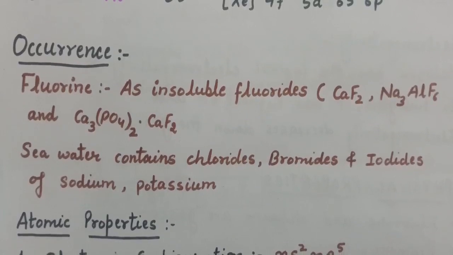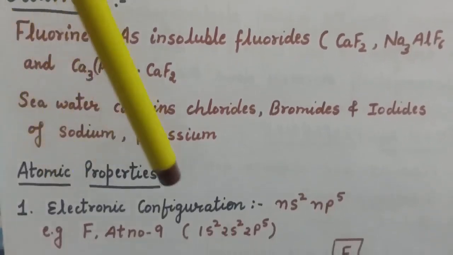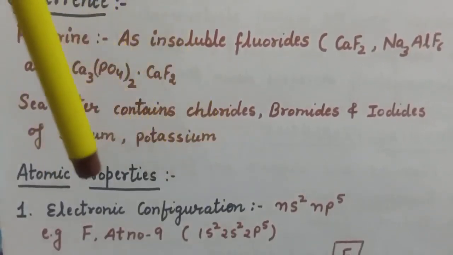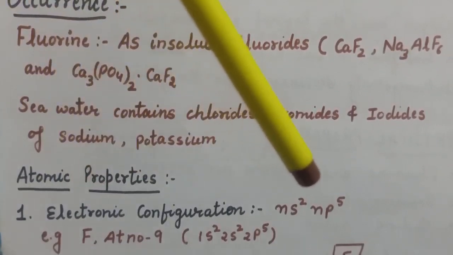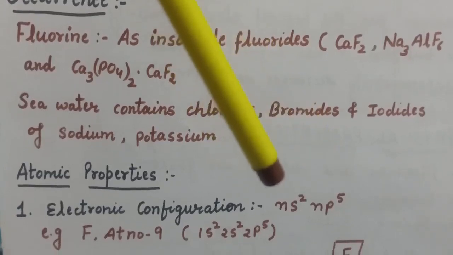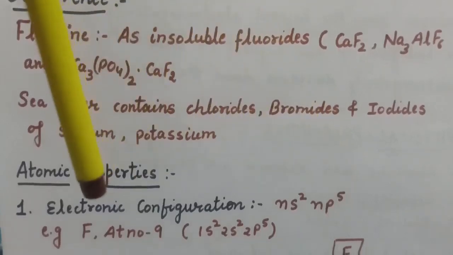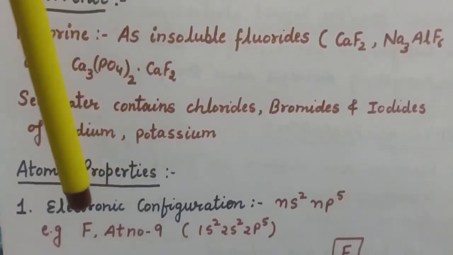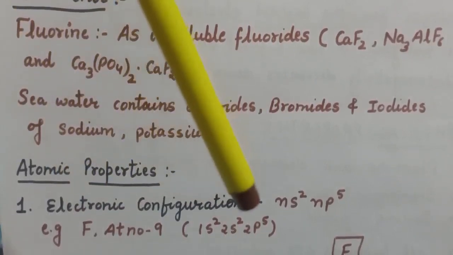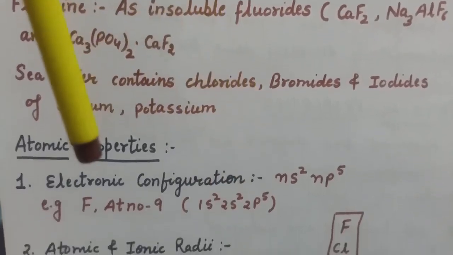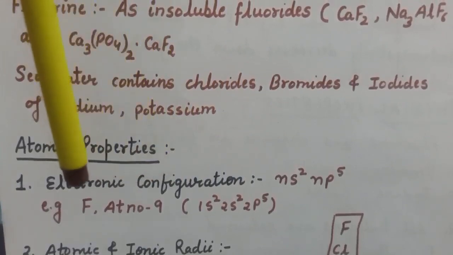Now, next we move to atomic properties of group 17th elements. And the first property is electronic configuration. The outermost electronic configuration for group 17th elements is ns2 np5. That is, in the valence shell, group 17 has 7 electrons. For example, if we want to write down the electronic configuration of fluorine, the atomic number is 9 and the electronic configuration is 1s2, 2s2, 2p5. So similarly, we can write down the electronic configuration for all the elements present in group 17th.